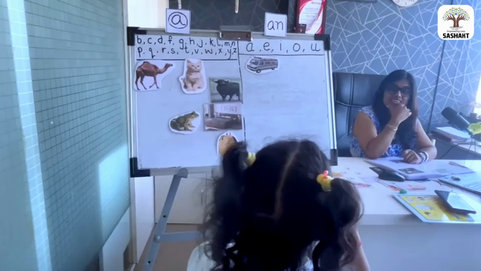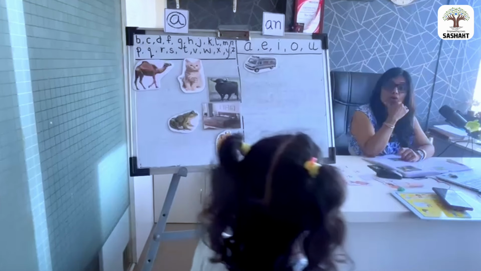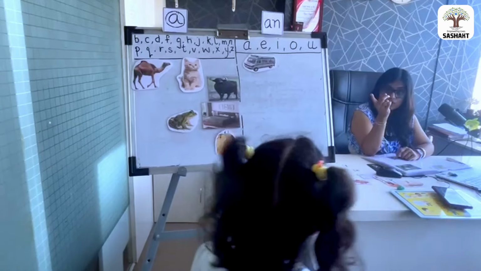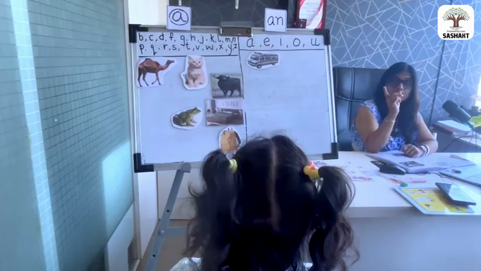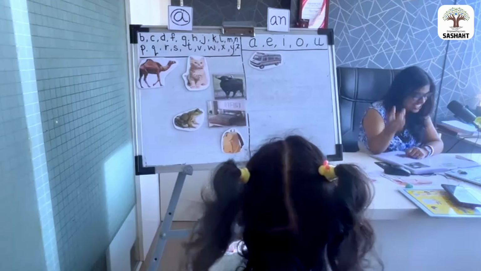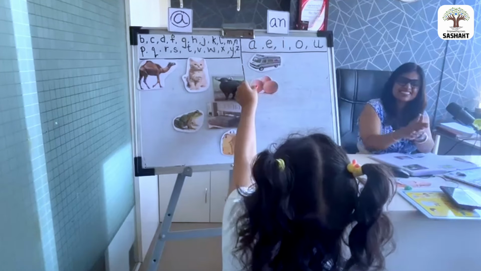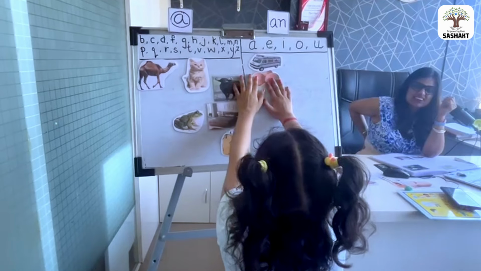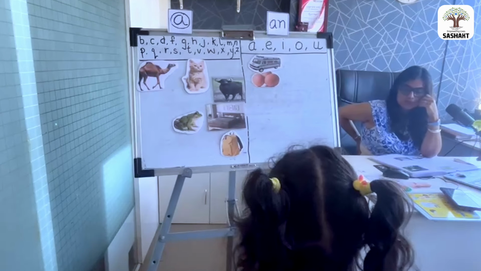It starts with the letter E. Okay, so which side will it go? It starts with the letter E. Look carefully. Which side will it go? An egg. Excellent. You got it. Yeah. Next one, please.